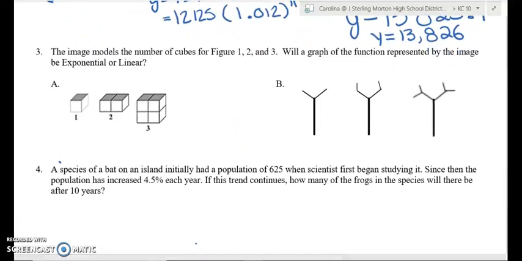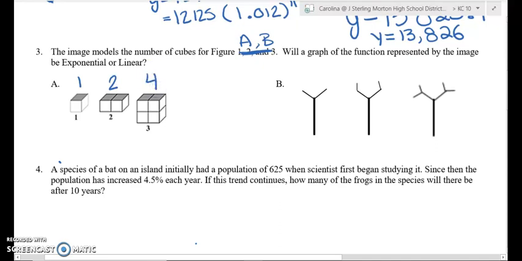Number 3, the image models the number of cubes for figure 1, 2, and 3. Actually, A and B. Will a graph of the function represented by the image be exponential or linear? So here you're going to have to figure out the pattern visually through the graphic. So here I started off with 1 square. Here, the next one, I moved on to 2 squares. But for the third term in the sequence, I have 4 squares.